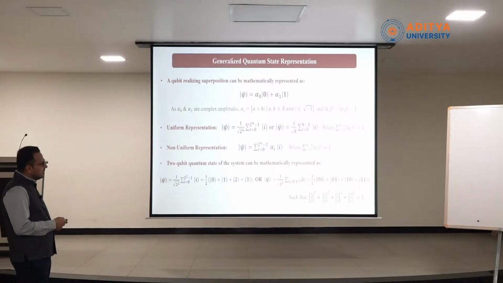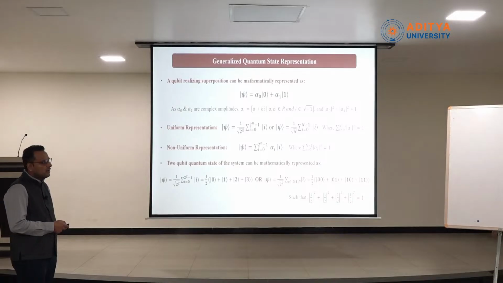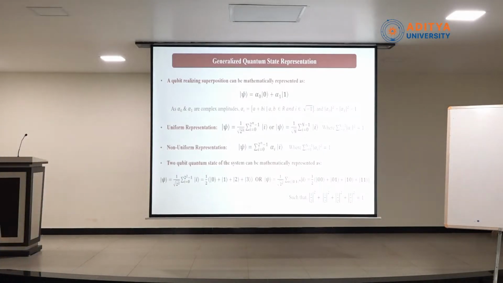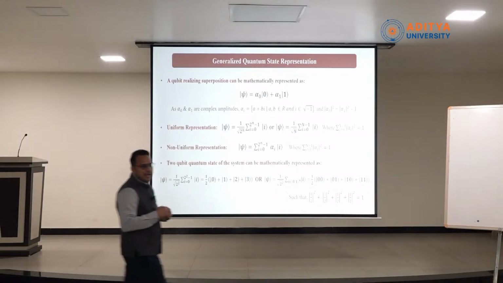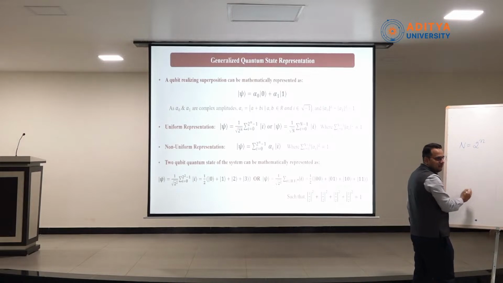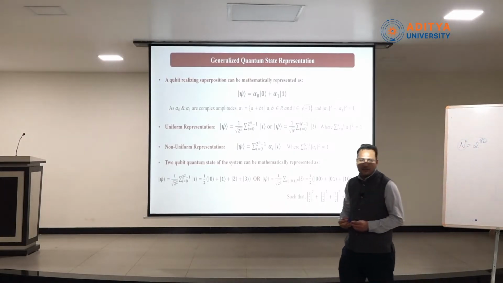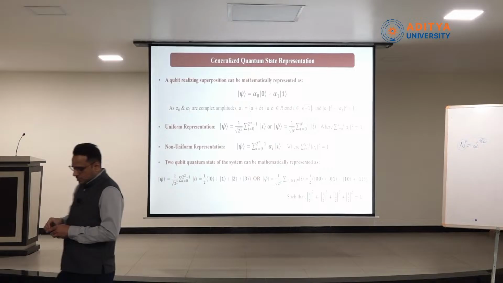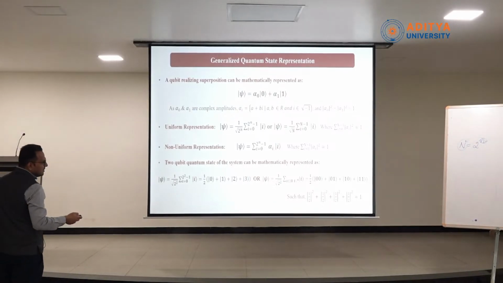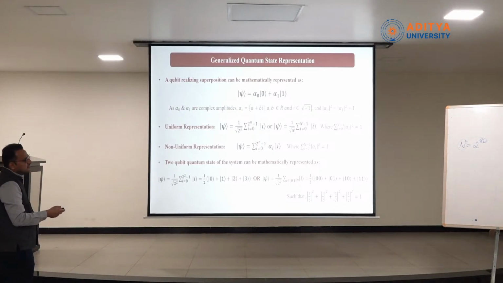The same state can be equally written as 1 by root N, where capital N is to be treated as 2 raised to the power of n, where n is the number of qubits required, in order to explore these different possibilities available in the system. Is it clear? And the summation of all the corresponding amplitudes, that is, the squaring of their amplitudes, should be equal to 1. This justifies the above statement.